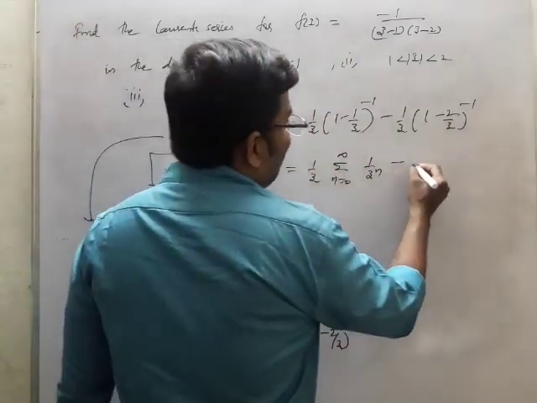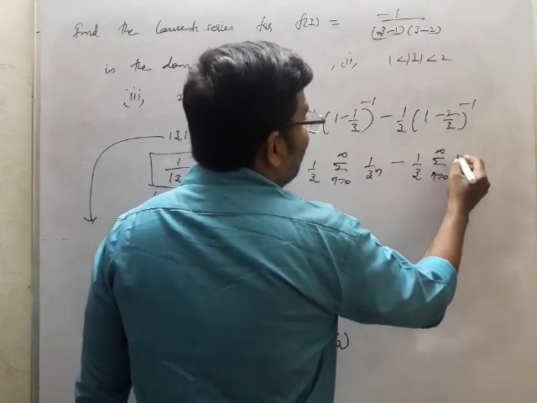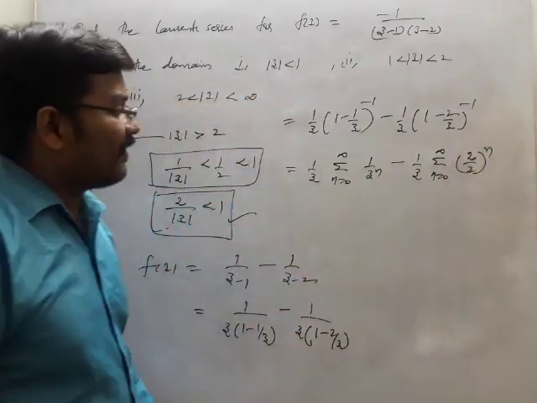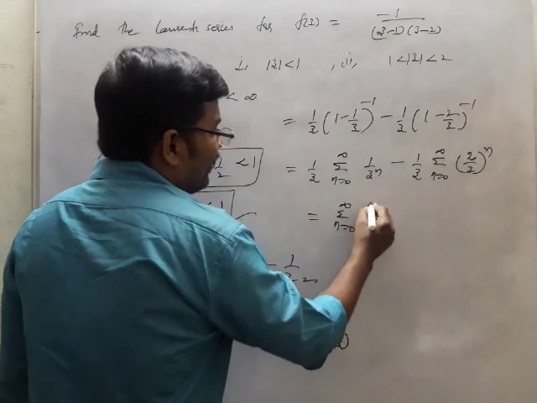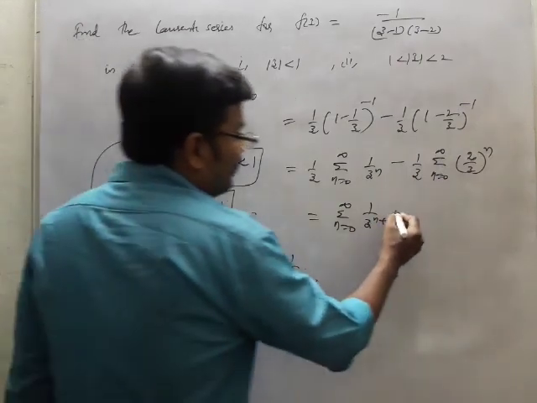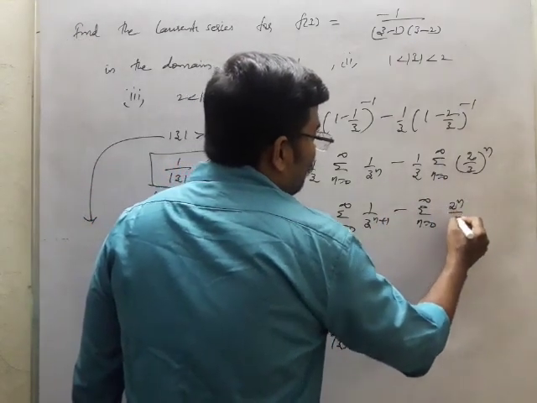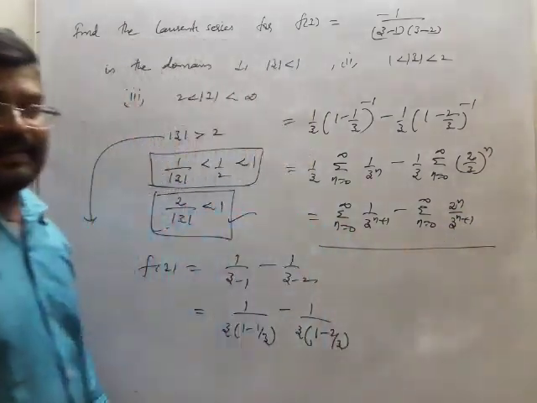Similarly, I may write this as 1 by z into summation n equal to 0 to infinity, 2 by z whole power n. I have written it in this form. Now this is summation n equal to 0 to infinity 1 by z power n plus 1, and this is summation n equal to 0 to infinity 2 power n by z power n plus 1. Now this is how we have expanded this.